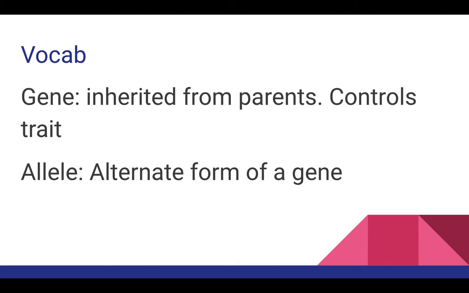An allele is an alternate form of a gene. So if we look at eye color for a second, there's a bunch of different alleles for eye color. Blue eyes, green eyes, brown eyes, hazel eyes. Eye color is actually a really complicated one to do using simple genetics, but we'll get to that. So allele is your second word.